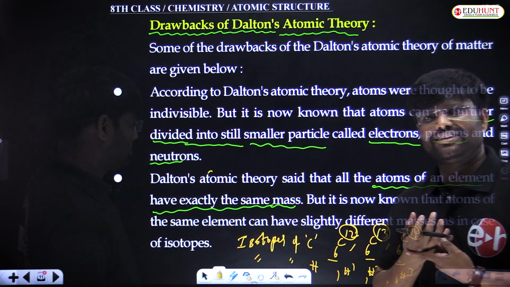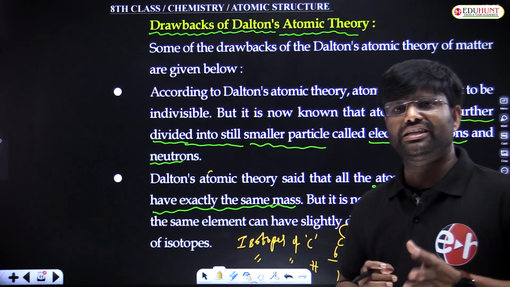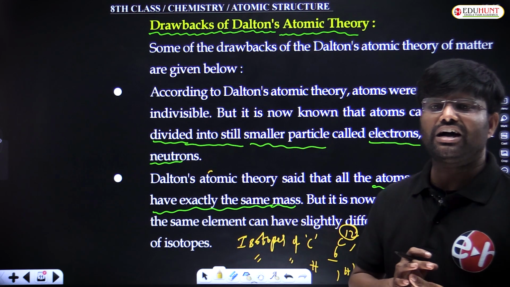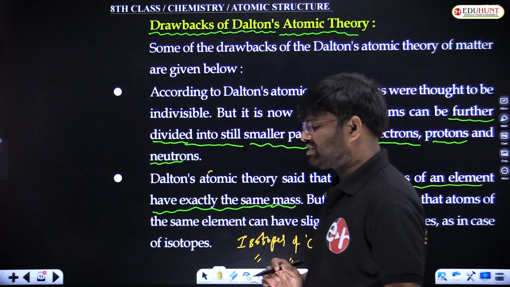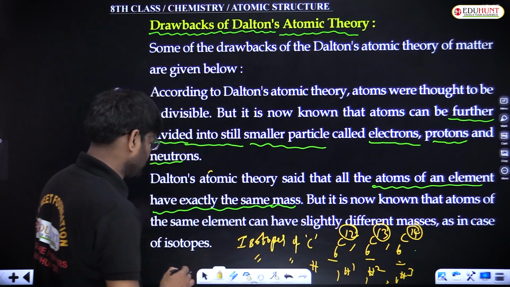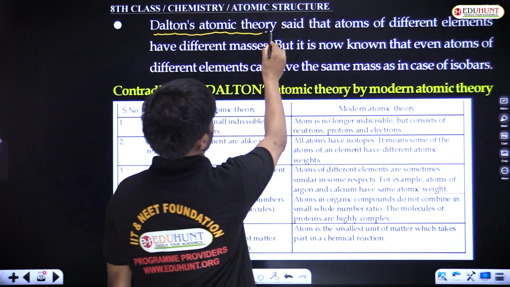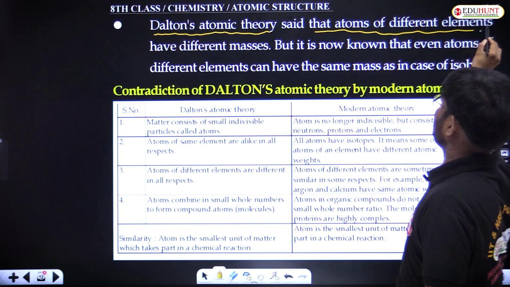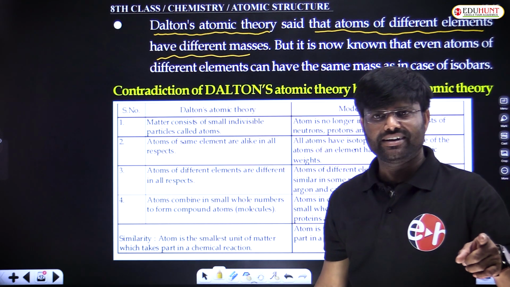Everyone understand the class, understand the concept? So drawbacks of Dalton's atomic theory. Let's go to the next point. Dalton's atomic theory says the atoms of different elements have different mass numbers. That was explained by Dalton.